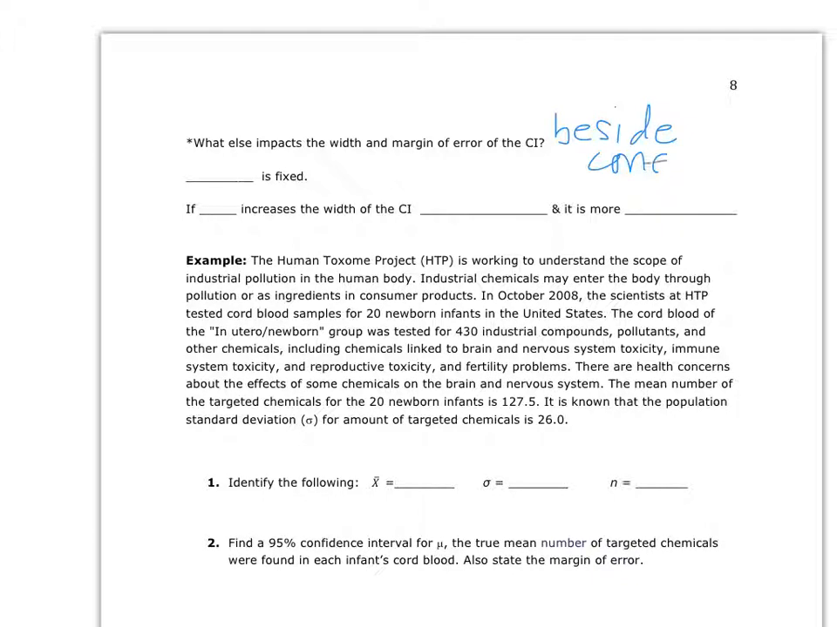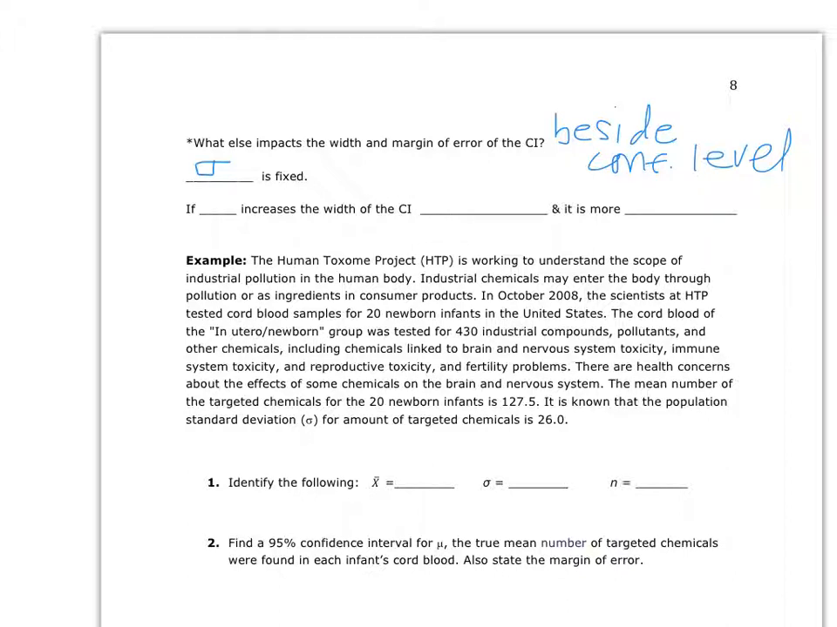I'm going to abbreviate that, confidence level. Okay, well, the other thing that is in it is the population standard deviation, sigma. Now, we're assuming that we know that value, and it's fixed. That's not anything we can change. The population standard deviation is what it is.